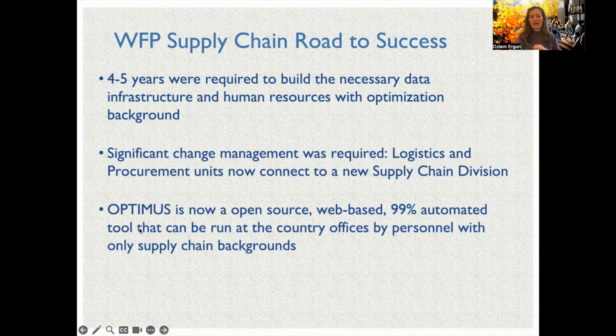At the end, we now have Optimus, which is an open source, web-based, almost 100% automated tool that can be run not only at the headquarters, but also at country offices with personnel with only supply chain backgrounds and not necessarily any expertise in optimization itself.